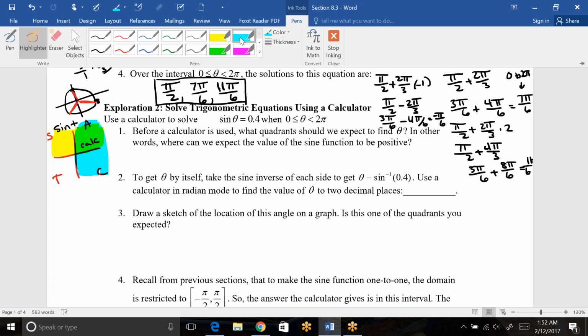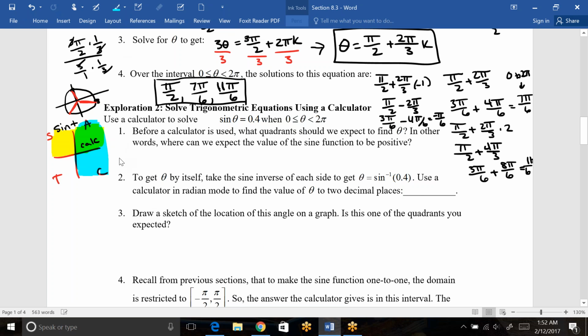So because the calculator has this restricted domain for inverse of sine, and because sine is positive only in these 2, when you plug it into your calculator, you're only going to get this quadrant right here. So let's write that down. I didn't answer this one yet. This was supposed to be 1 and 2. That's where sine is positive.